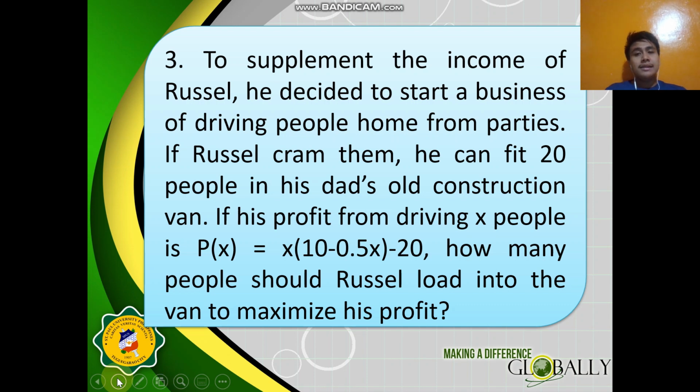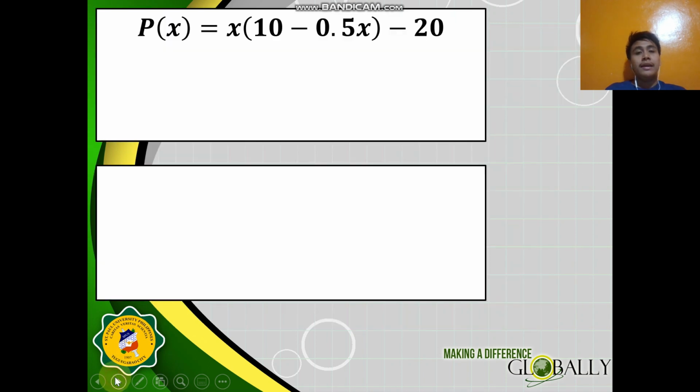To supplement his income, Russell decided to start a business of driving people home from parties. If Russell crowds them, he can fit 20 people in his dad's old construction van. His profit from driving x people, P of x, is equal to x times (10 minus 0.5x) minus 20. So how many people should Russell load into the van to maximize his profit?